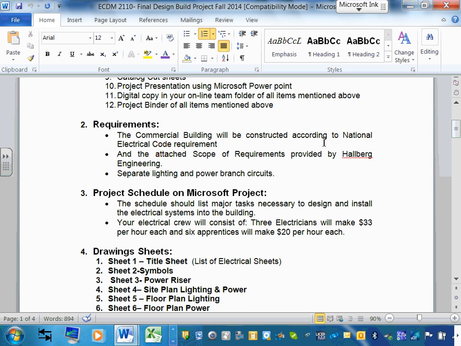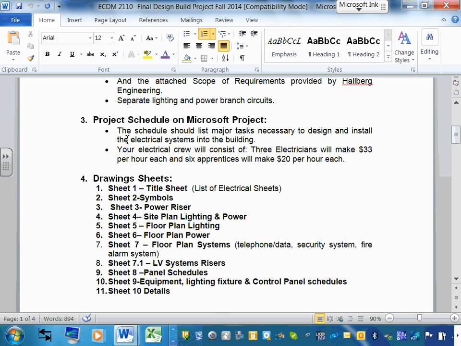Then you dig deeper and you're going to talk about the requirement right here. The commercial building will be constructed according to the National Electric Code and the attached specification from Hallberg. Separate lighting and power branch circuit. So as we go through, guys, you've got to read these ones. We have the NEC code book and the Hallberg specification. In a commercial building, you probably don't know much about branch circuits yet, but when you do branch circuits, you don't mix lighting and receptacles in a commercial building. So separate circuiting.